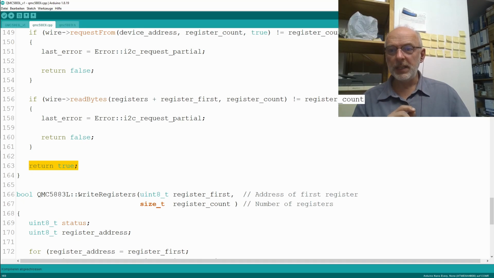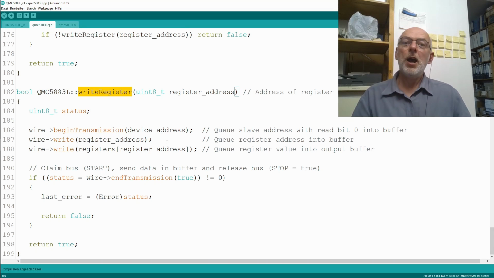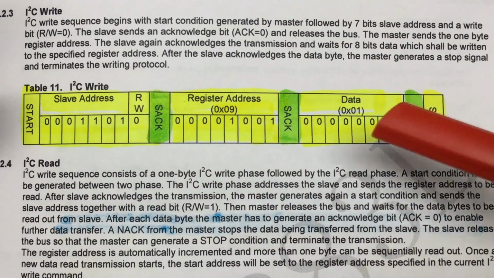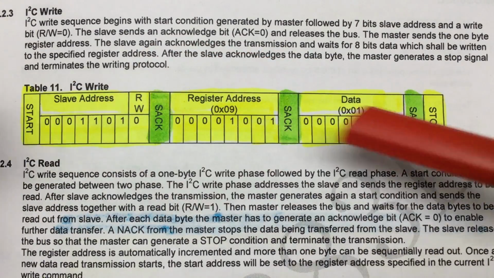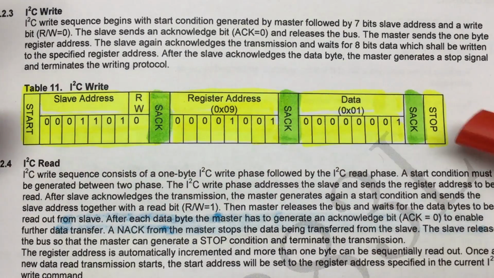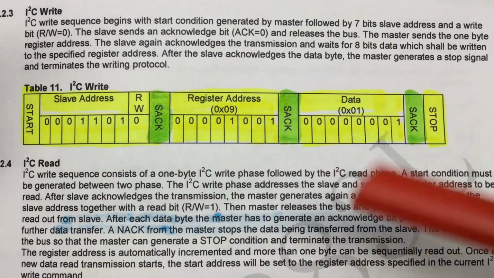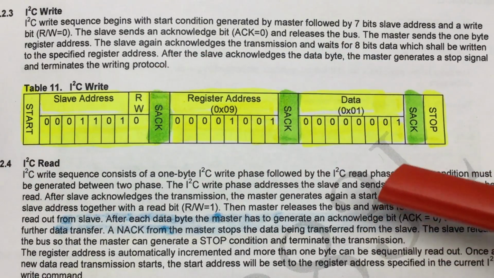Before we go into the details of the write registers and write register function here, we have another look into the datasheet. There we find another nice graphic illustrating what's going on during an I2C write, and I also have hand colorized that for your convenience. Yellow, the stuff sent by the master, green, the stuff sent by the slave.